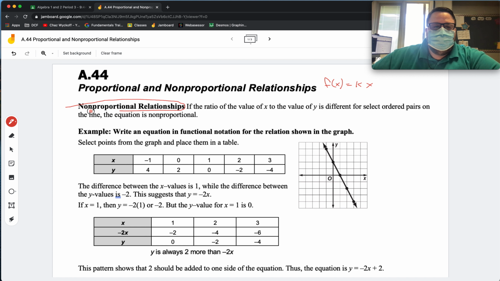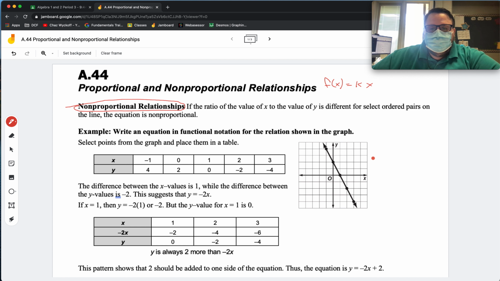A non-proportional relationship is one where the ratio of the value of x to the value of y is different for select ordered pairs on the line. Write an equation in function notation for the relation shown in the graph.